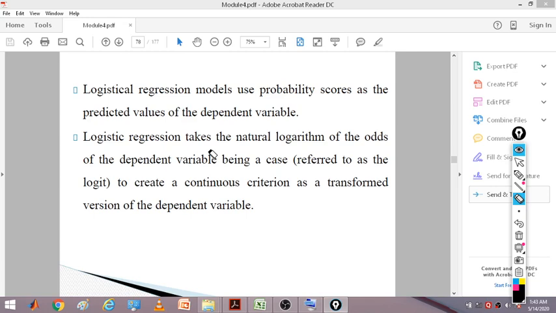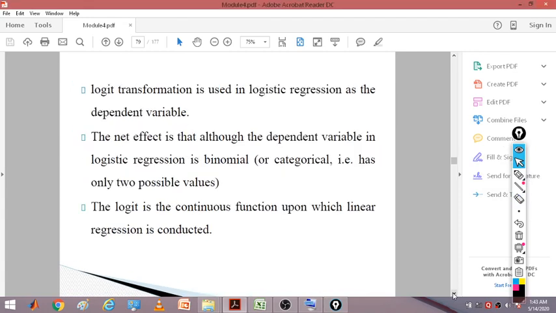What are those transformations? What we are applying is the natural logarithm of the odds. That transformation is what we call a logit. So the natural logarithm transformation is called the logit, and the logit transformation is used in logistic regression for the dependent variable. So the net effect is that although the dependent variable in logistic regression is binomial, it turns out to be continuous.